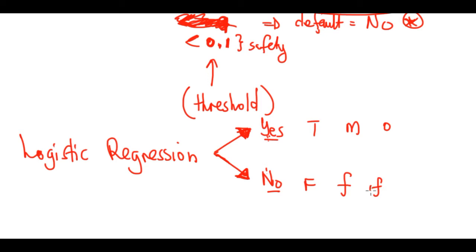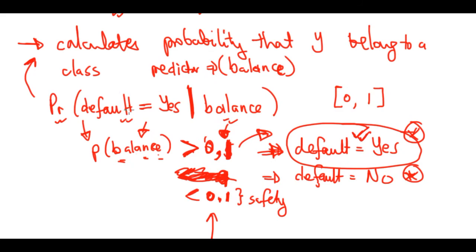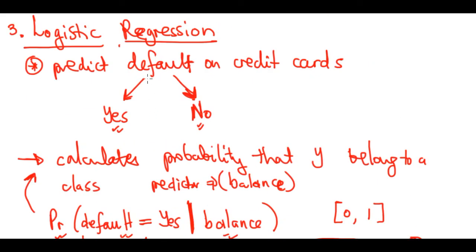On, off, up, down, is it left, is it right? Things like that. That's where logistic regression really performs well. So in our case, it will perform very well because our defaulting is going to be either a yes or a no. So binary. So this works very well.